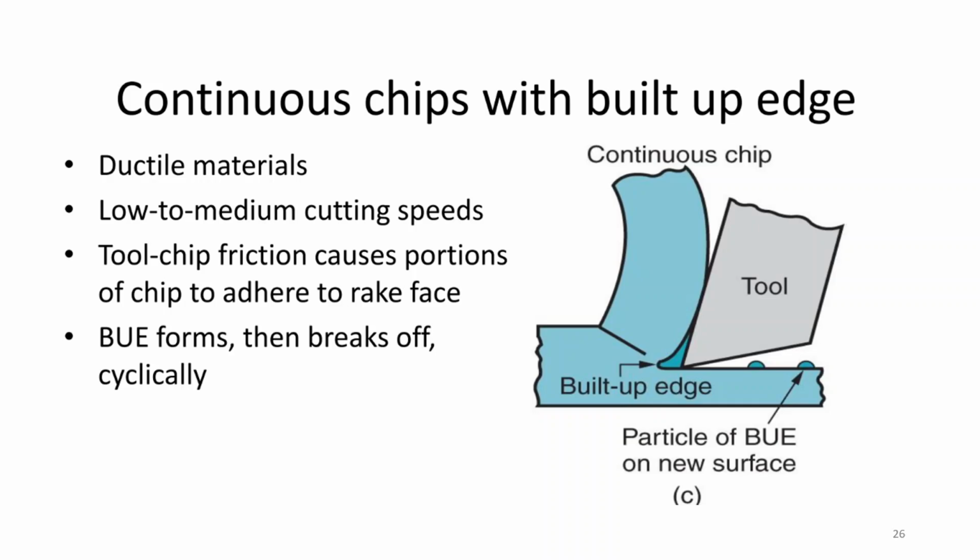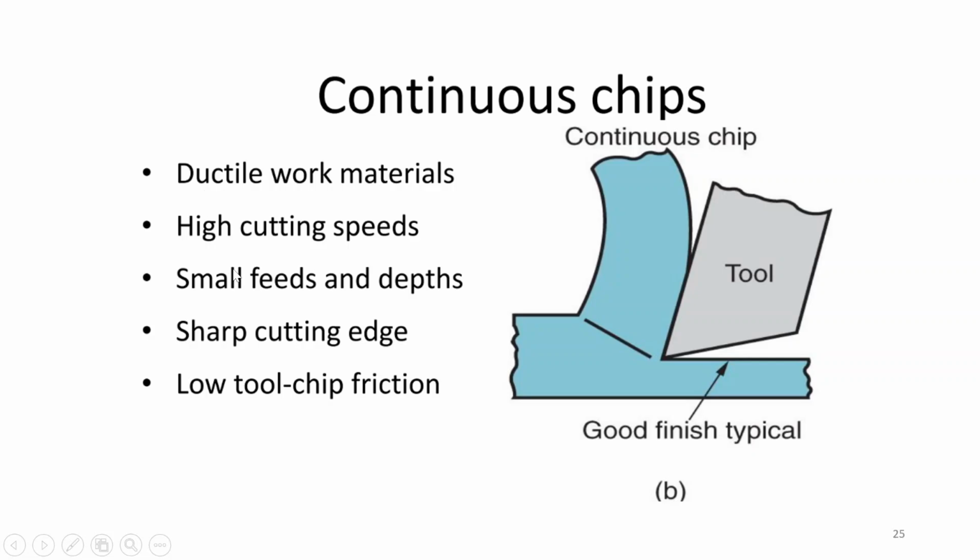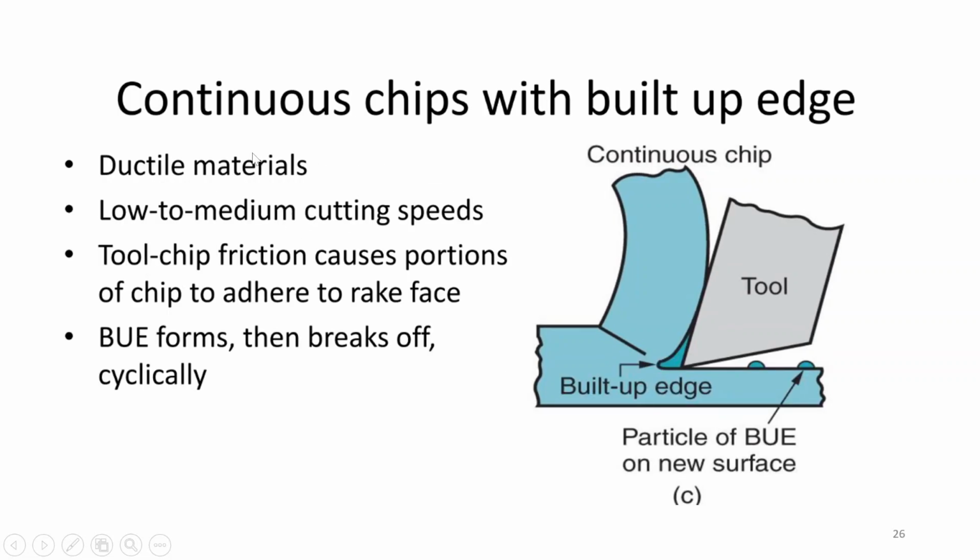Continuous chips with built up edges. In the case of ductile materials, if there is high friction between tool and workpiece, there will be low to medium cutting speeds. In the previous case you had high cutting speeds, here you have low to medium cutting speeds. Also, tool chip friction causes portions of the chip to adhere to the rake face, and these built up edges form and then break off cyclically.